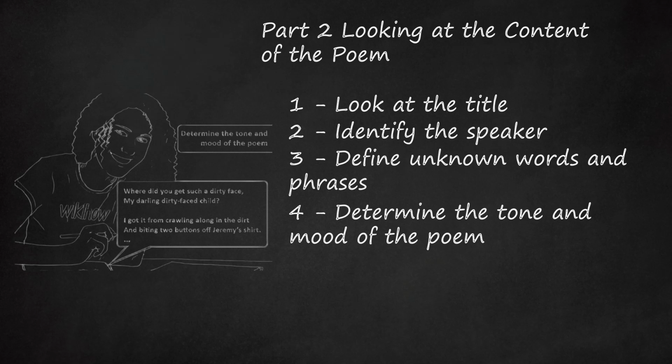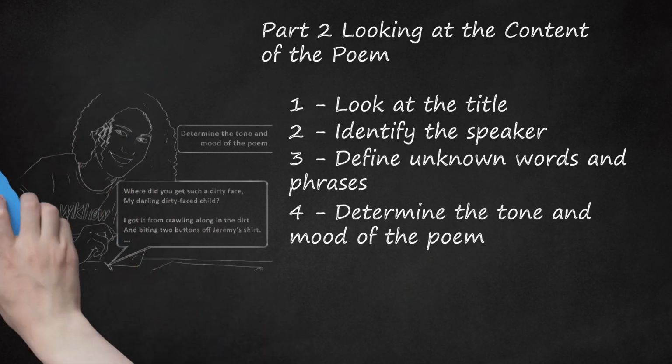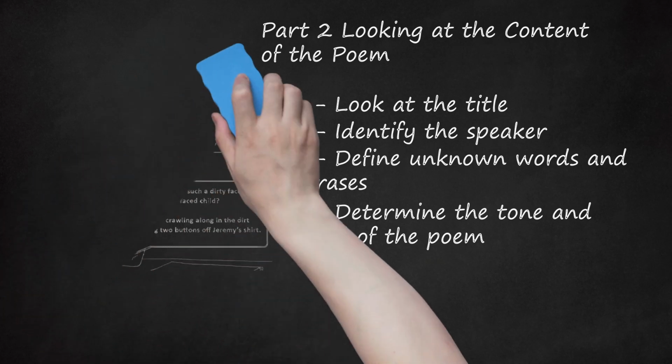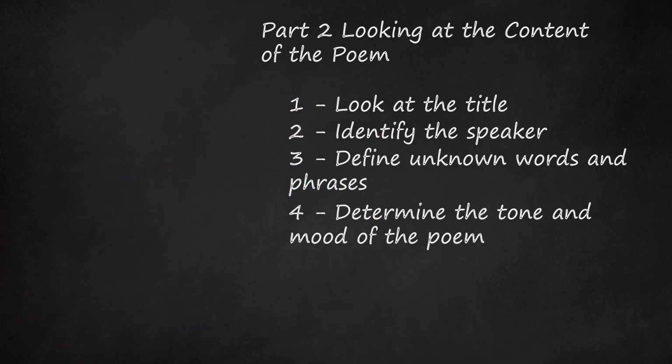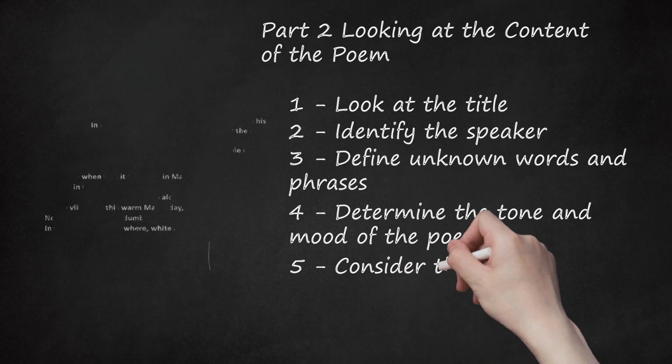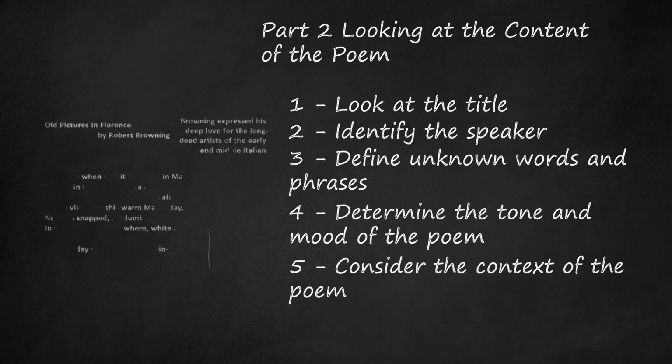For example, you may have a poem that has a humorous tone and a light mood, such as the poem Dirty Face by Shel Silverstein. Or you may read a poem that has a more sinister or ominous tone, such as The Raven by Edgar Allan Poe. 5. Consider the context of the poem.